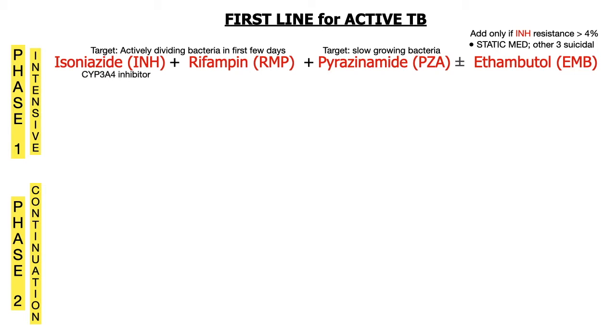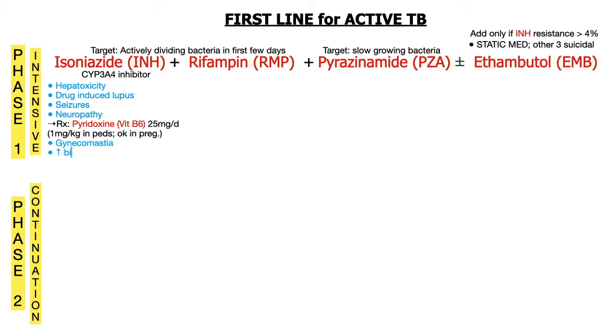the CYPs. Standout adverse effects include hepatotoxicity, drug-induced lupus, increased risk of seizures, neuropathy. Speaking of neuropathy, this is why vitamin B6 is always prescribed alongside isoniazid at a dose of 25 milligrams per day. Now, continuing on with adverse effects, it includes gynecomastia and an increase in bilirubin.